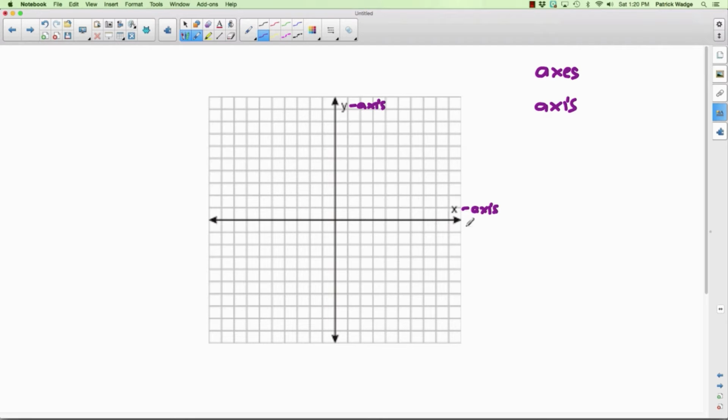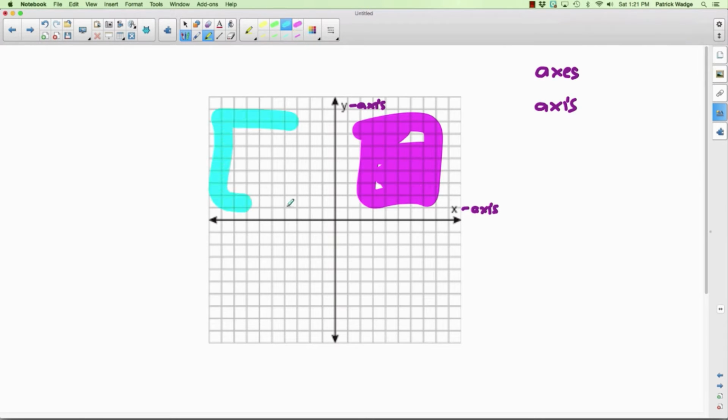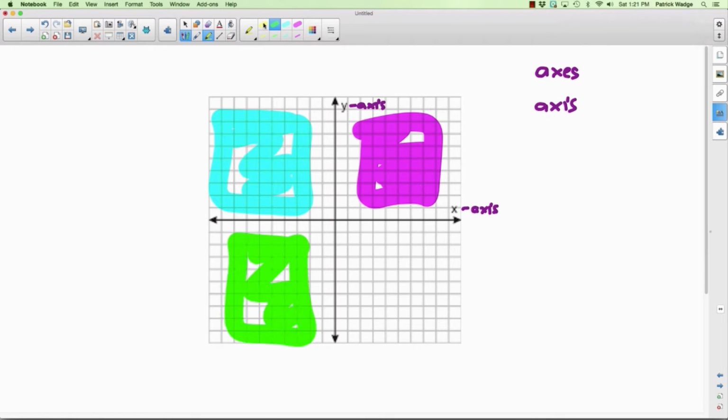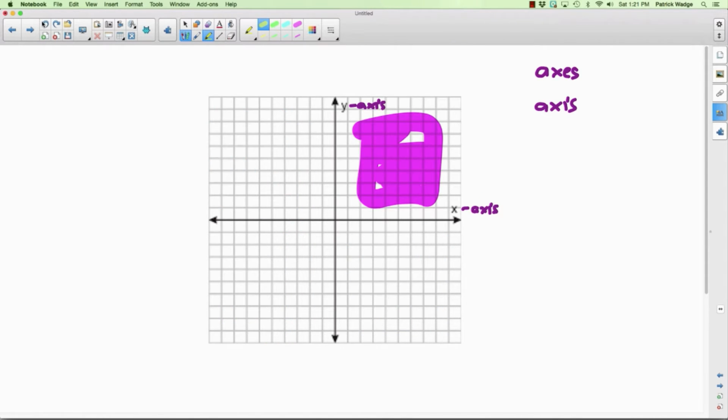Now, when you cross those two lines, the x-axis and the y-axis, you end up with 4 different areas, don't you? You end up with this area here, this area here, this area here, and this area here. 4 of them. Do you know what you call those 4 areas? Each one of them has a name. They're all called quadrants.